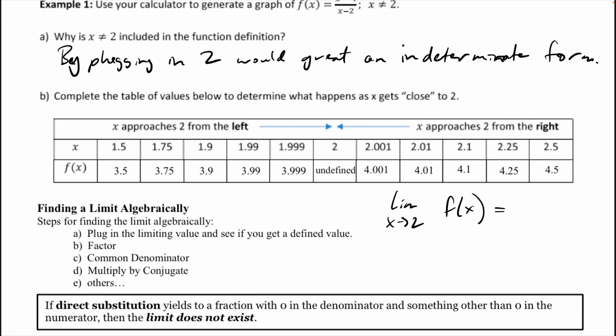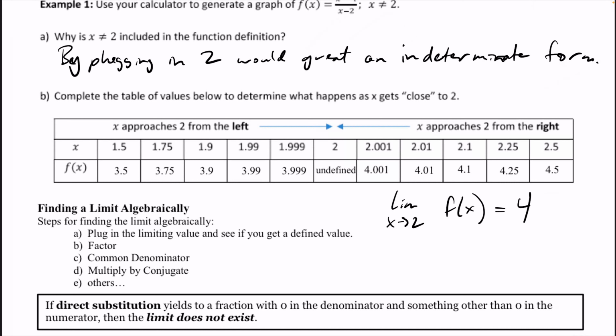What is it doing from the other side? It's doing the same thing, right? Will it ever get to 4? No. But it's getting really, really close to 4. So what do we call that? We say the limit as x approaches 2 for this guy here is 4. What is it approaching, right? That's the difference between a limit and an answer, right?